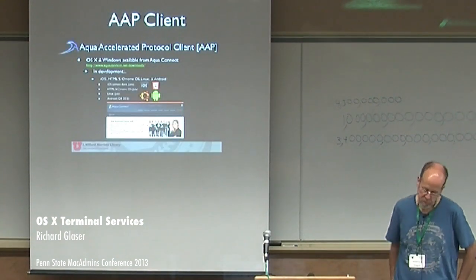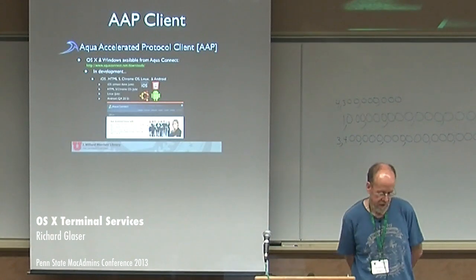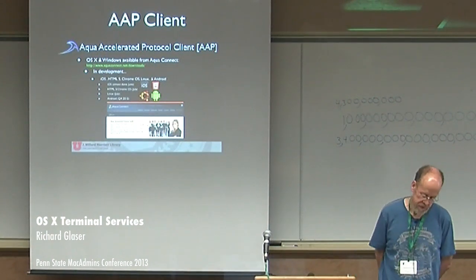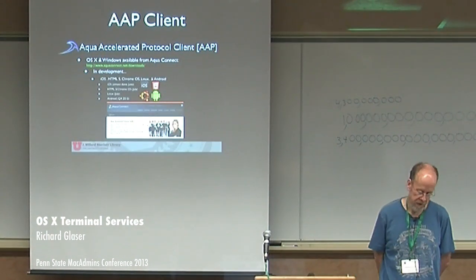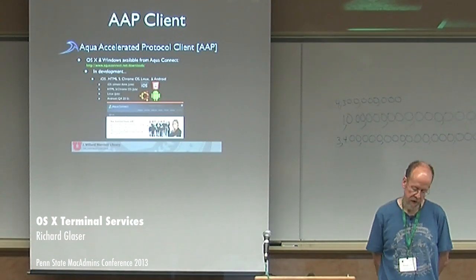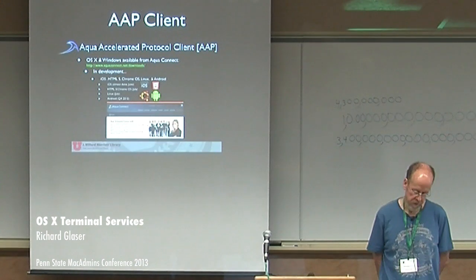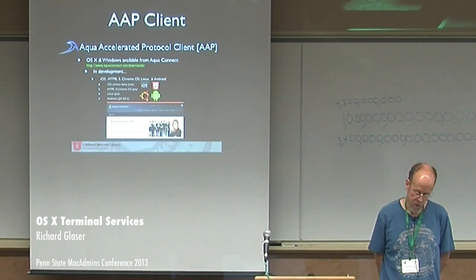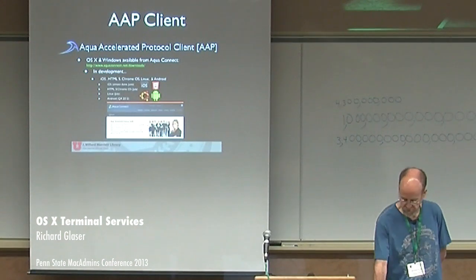Client software overview. Aqua Connect Accelerated Protocol. This is a client specific to use that protocol. Currently they have OS X and Windows available. In development they have iOS, which is supposed to be out in June, HTML5, Chrome OS in July, Linux in July, and Android Q4 2013.